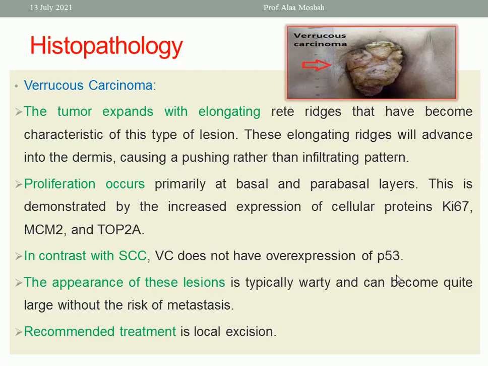This is demonstrated by increased expression of the cellular proteins Ki67, MCM2, and TOP2A. In contrast with squamous cell carcinoma, verrucous carcinoma doesn't have overexpression of p53. The appearance of this lesion is typically warty and they become quite large without the risk of metastasis. Although it is this large cauliflower mass, the metastasis is very slow or low. The recommended treatment is local excision.